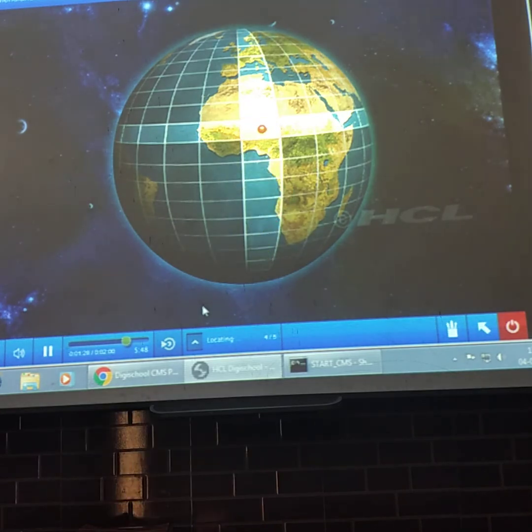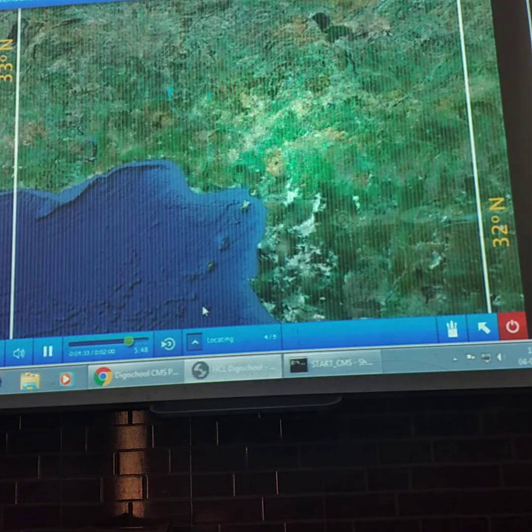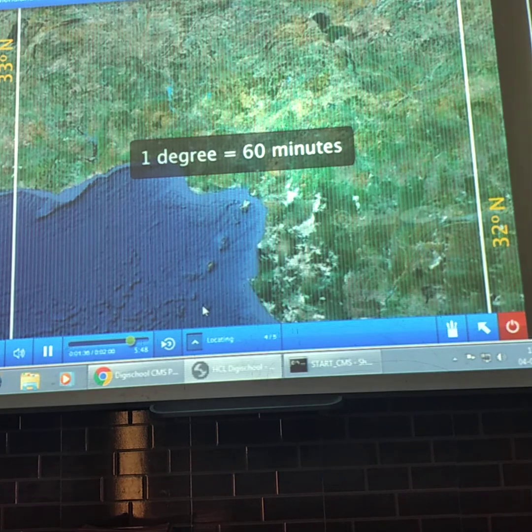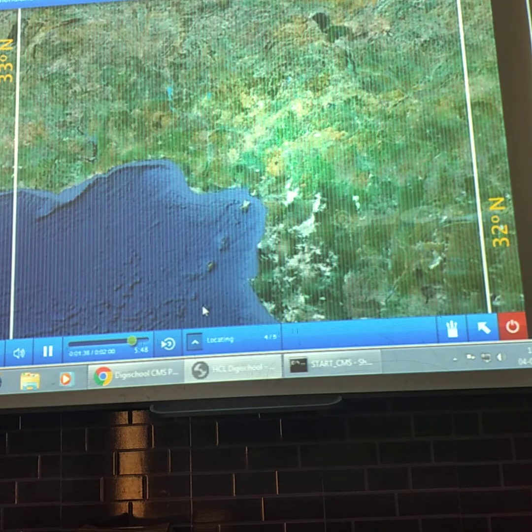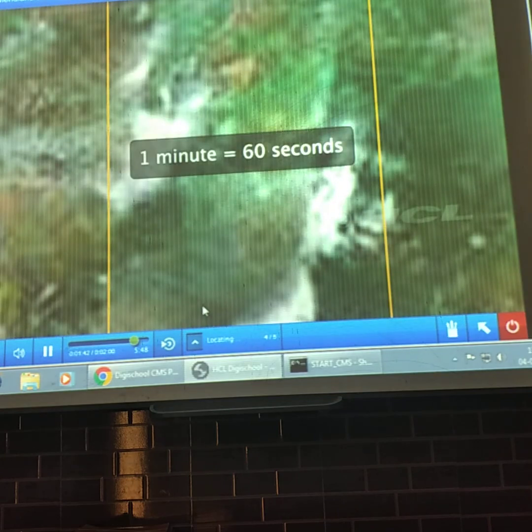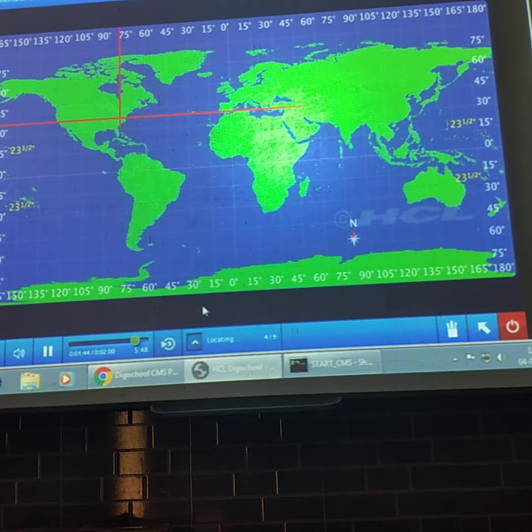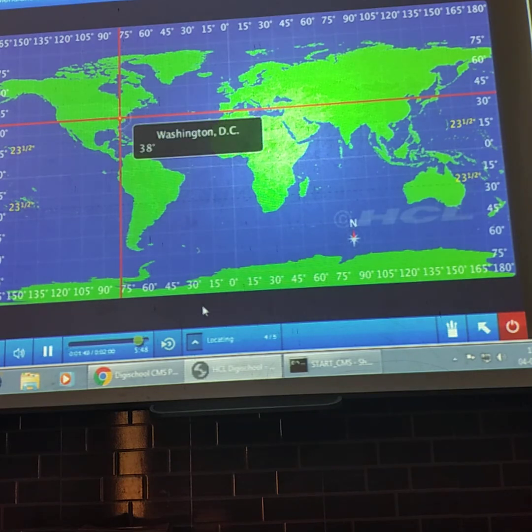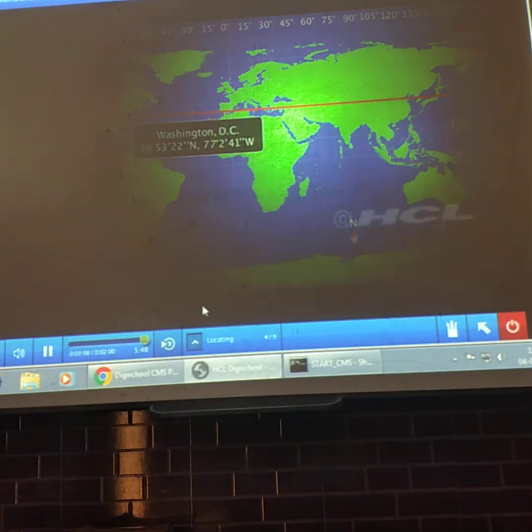To ensure precise identification of places, each degree is divided into 60 minutes, and each minute is further divided into 60 seconds. For example, the exact location of Washington, D.C. is 38 degrees, 53 minutes, 22 seconds north, and 77 degrees, 2 minutes, 41 seconds west.